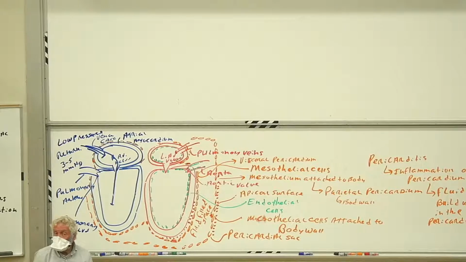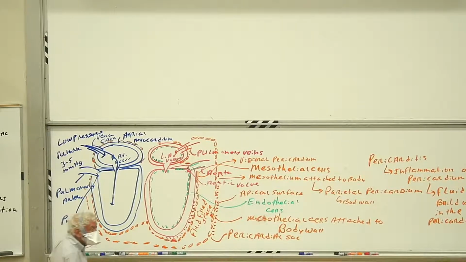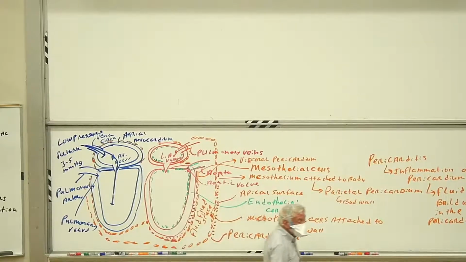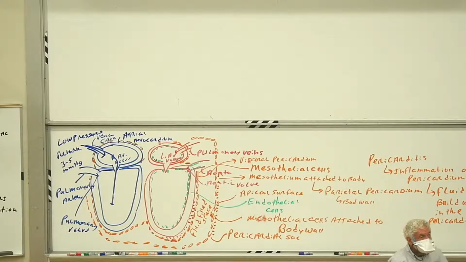Anything else? Yes? If it forms a closed sac, how does it form around the aorta and the pulmonary artery and all of those? My understanding is that it will attach through its basal lamina to those structures. They extend over the atria, and then will attach to the body wall. And that will be a continuous layer. And then you have the whole segments attached to the body wall.